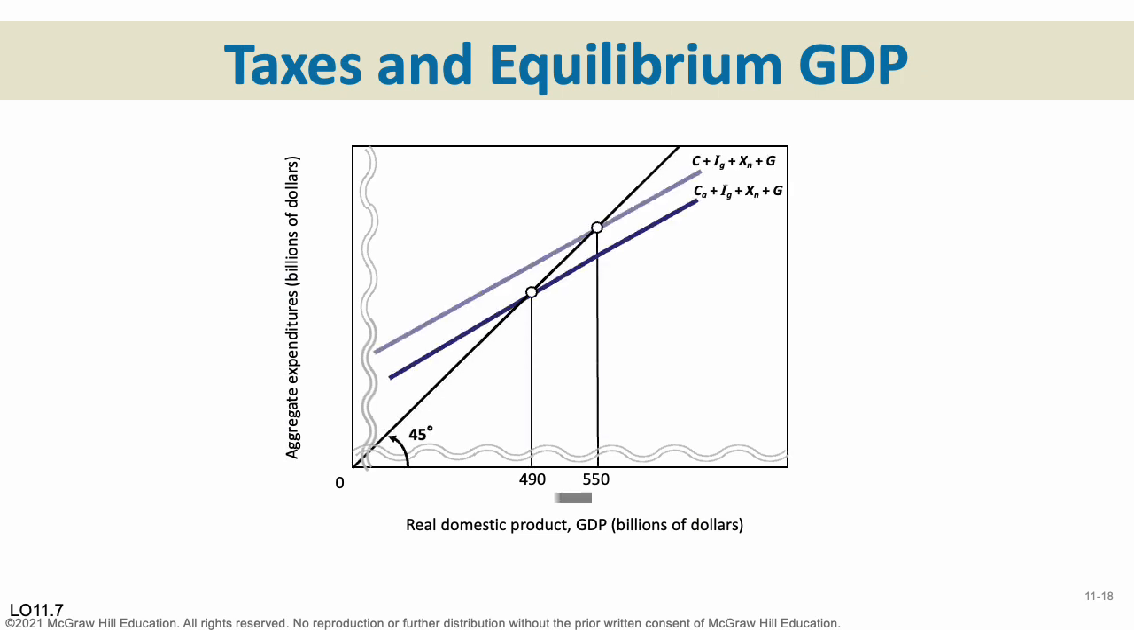So a $15 billion decrease in consumption from a $20 billion increase in taxes. The reason being, not all of those taxes would have been consumed. You have to multiply that 20 billion by your MPC of 0.75, and then now you're multiplying 15 billion by your multiplier, not 20. So equilibrium GDP is now $490 billion.